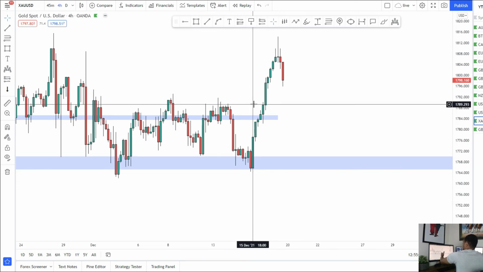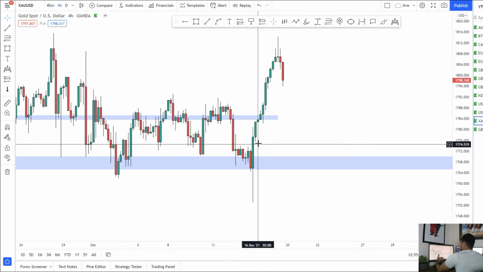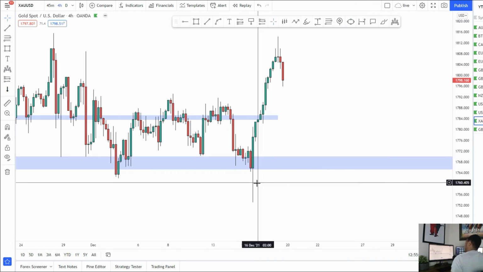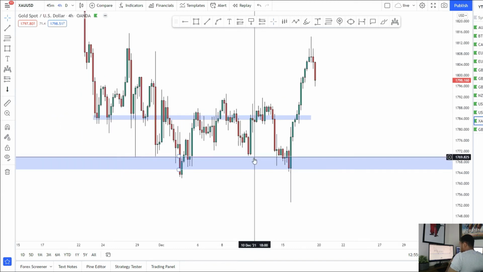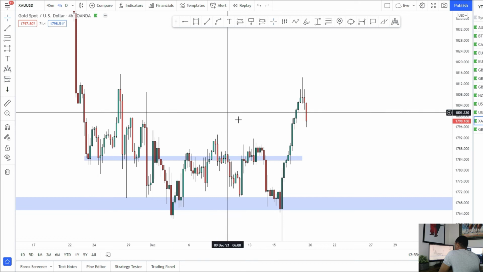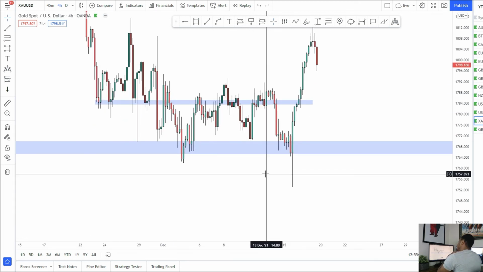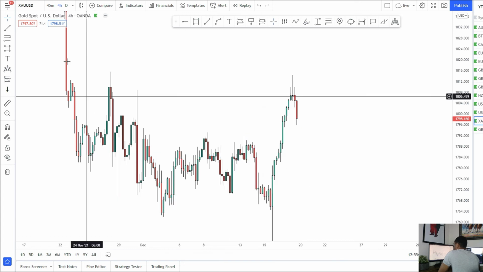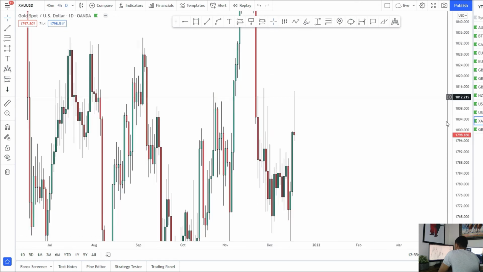So for this one, it just depends when you got in. If you got in after the news or before, if you got in before, you most likely would have been taken out by that wick there. But if you waited until after the news, you could have got a nice buy order to take that to the upside after that liquidity grab there. So gold looking fairly bullish here, but I do think we're going to roll back over next week here for gold, looking primarily for sells.